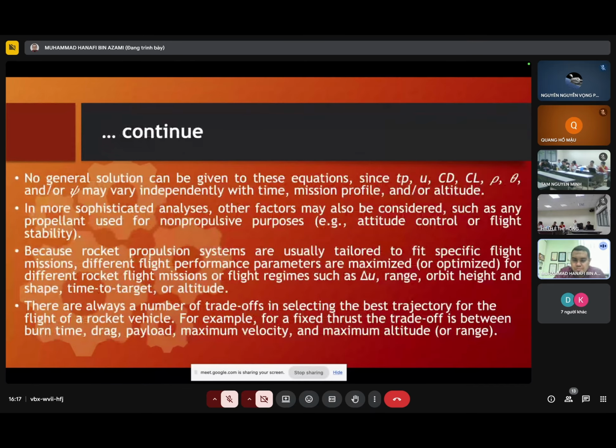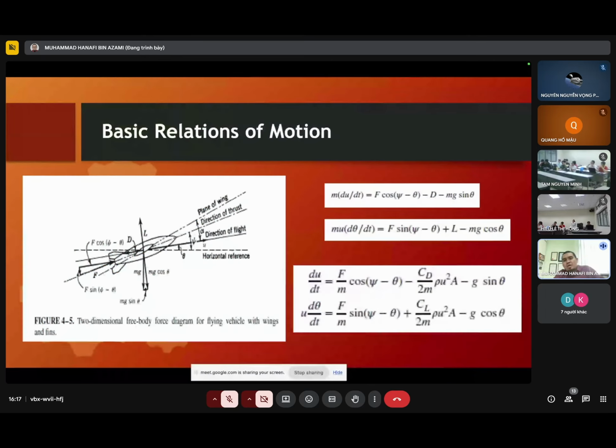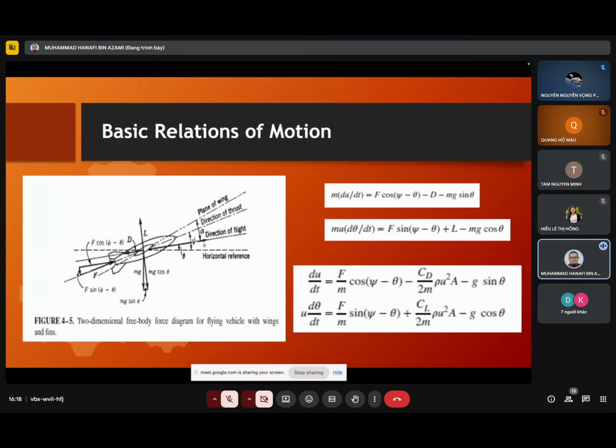Looking at this equation, you have many factors to play around. Number one, the thrust. Mass, for this case, we assume that the vehicle mass doesn't change. But logically, the mass changes because the fuel is burned. But now we maintain that the mass doesn't change. It also depends on the direction, the phi, which is the angle between the horizontal and the direction of thrust.